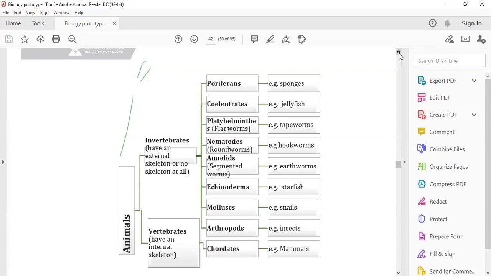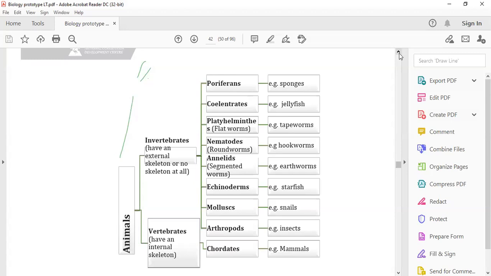Now, among the invertebrates, we have the phylum of Porifera. Here in the notes, what we have there are poriferans. So poriferans belong to the phylum we call Porifera, and this one includes what we call sponges.